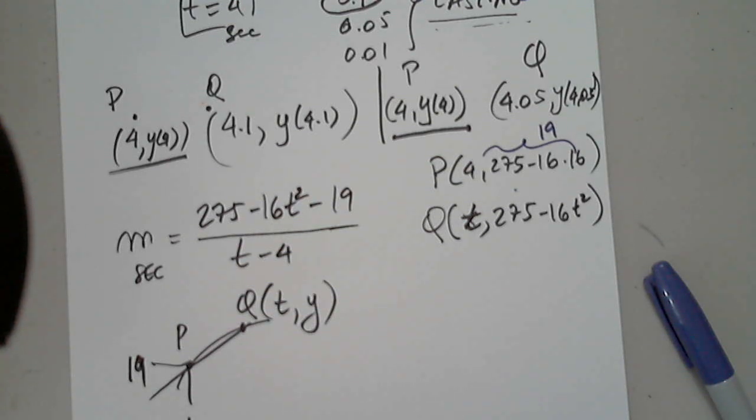And now remember, our x for q is 4.05, 4.1, or 4.01. So we are getting closer and closer to 4.